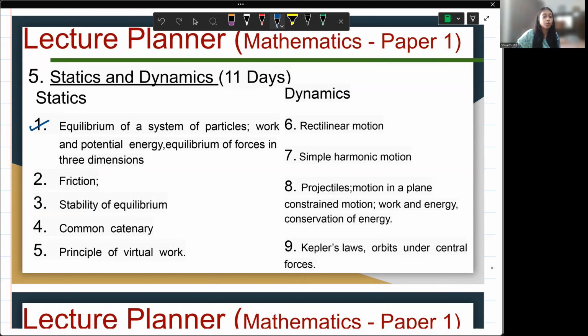But the main part is equilibrium, friction. One question definitely from equilibrium. Stability, stable equilibrium.